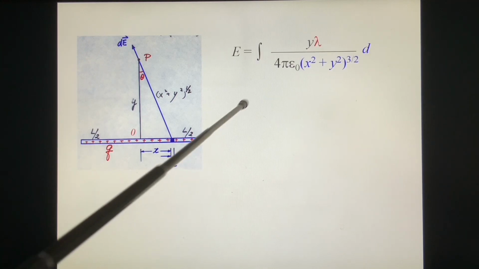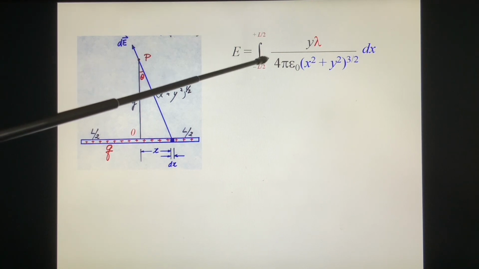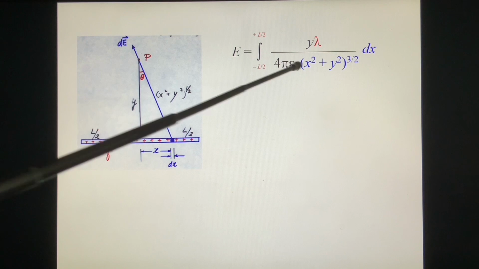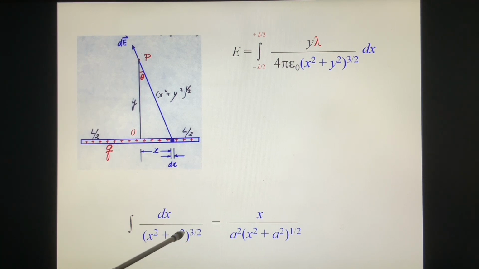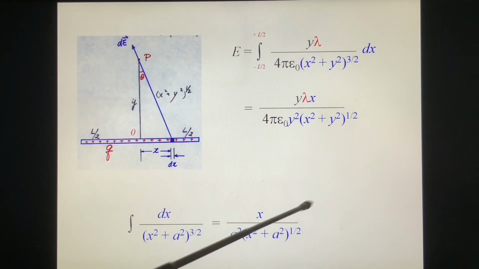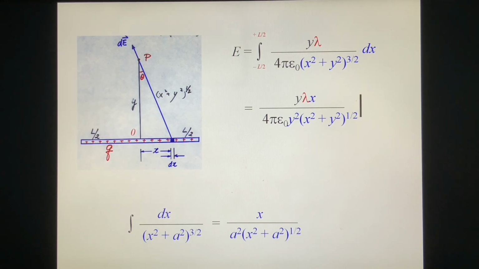I see this integration is not easy to do, so we check the integration table, okay? The integration is x from minus half L to positive half L. We check the integration table, and we find the integral of dx over (x squared plus a squared) to the power of 3 halves is equal to x over a squared times the square root of x squared plus a squared. Compared to this one, a is equal to y. So we put this inside, we get the answer. The integration is from minus half L to half L. And we put the numbers inside, we get the E. This is the one we wanted to approach.